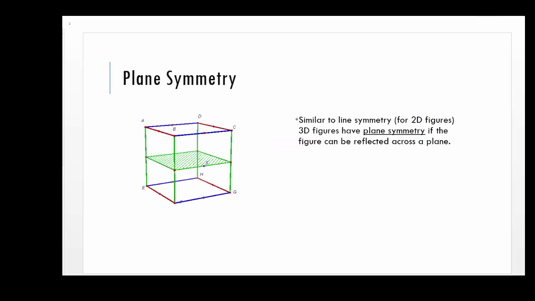So next we have plane symmetry. Plane symmetry is when you take a 3-dimensional figure, and similar to line symmetry where you can reflect a 2D figure over a line, in this case we can reflect a 3-dimensional figure over a plane. This plane S that is shown is not the only plane of symmetry. We have a plane of symmetry that we could draw from B, this unnamed point, in S that would go vertically down the middle of this rectangular prism.